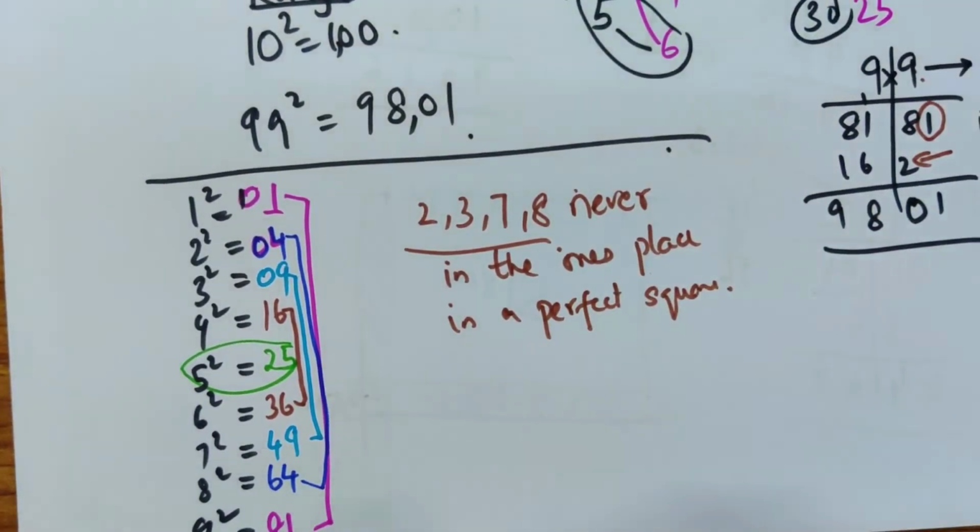So that's a pretty neat way of knowing, can this number be a perfect square? If someone gives you that, just look at the ones place, first thing you can eliminate. If this is one of these 4 digits, it's not a perfect square. You cannot use this method for that.